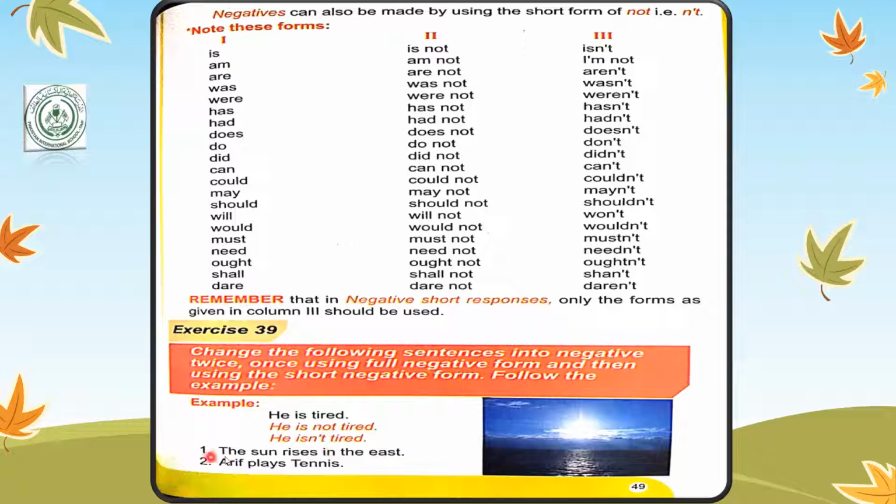Like number one sentence, the sun rises in the east. The sun does not rise in the east. The sun doesn't rise in the east. Arif plays tennis. Arif does not play tennis. Arif doesn't play tennis.